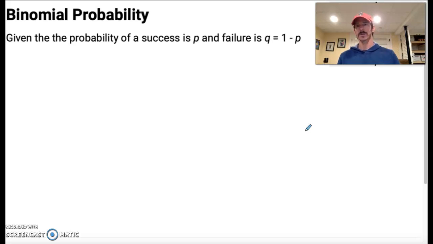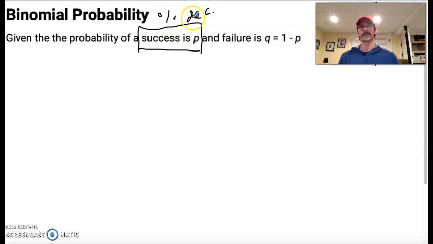There's a few pieces of information you need to look for in all of these problems. You have to be given a probability of success, and we will call that P, and that is the first thing you want to try to identify. That's usually given as a percent or a decimal. If the probability of success is P, then the probability of failure is 1 minus P. So probability of failure we're calling Q, but Q would equal 1 minus P. So that's one thing you want to look for.